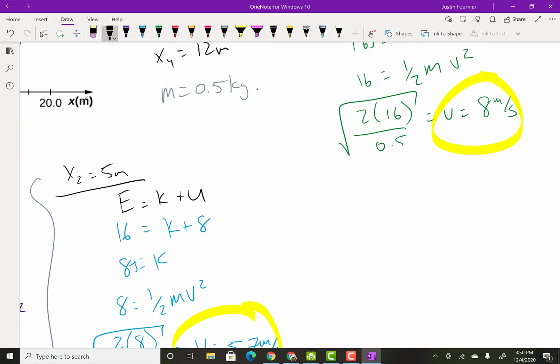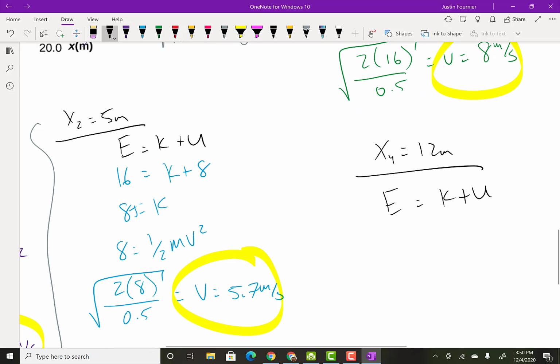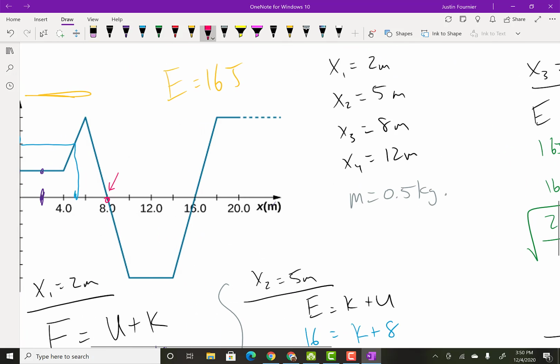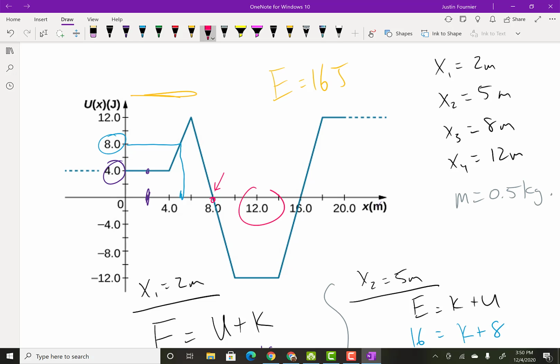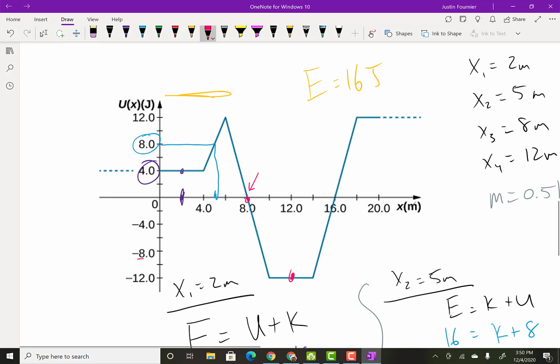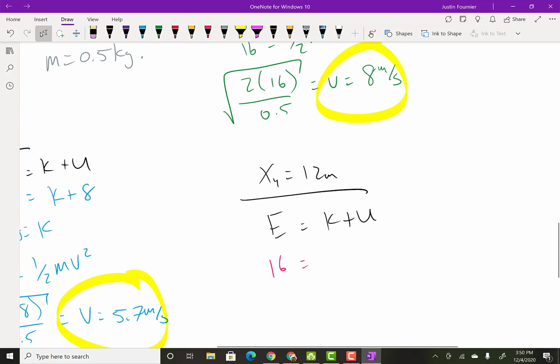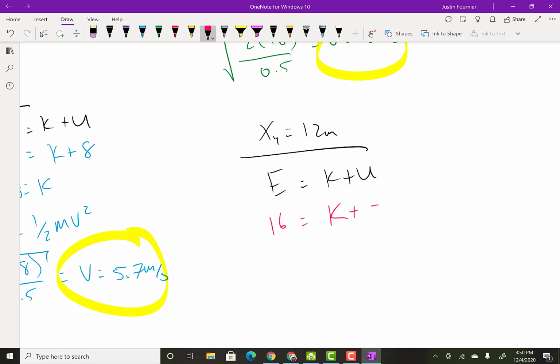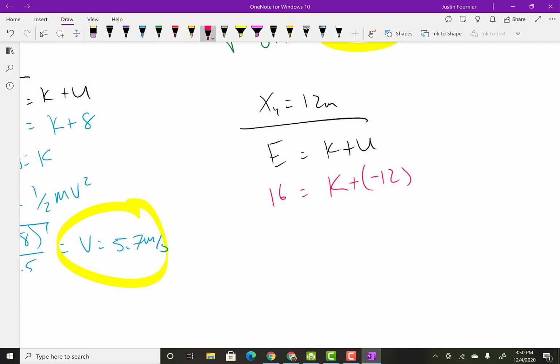Last one, which is position 4, which is 12 meters. Again, total energy is going to be the kinetic energy plus the potential energy. Total energy is 16. What's the potential energy at 12 meters? It looks like 12 joules. Oh, sorry, negative 12 joules. Careful, careful, careful. So this is going to be kinetic energy plus negative 12 joules. So the kinetic energy will be 16 plus 12, which is 28 joules.